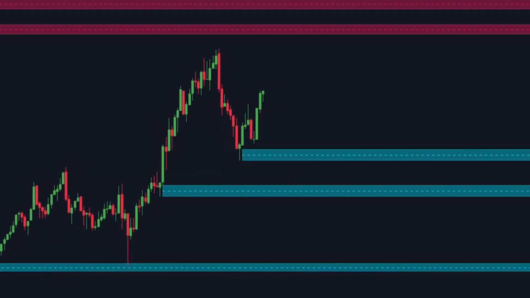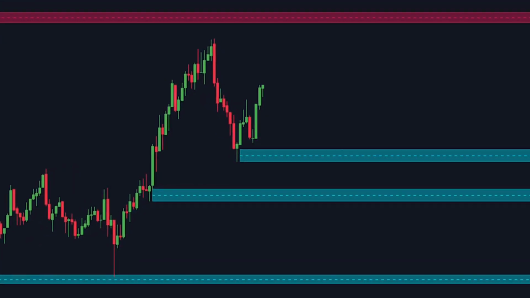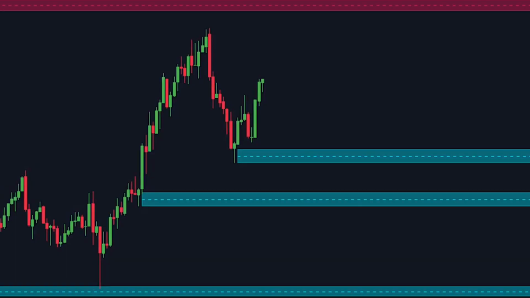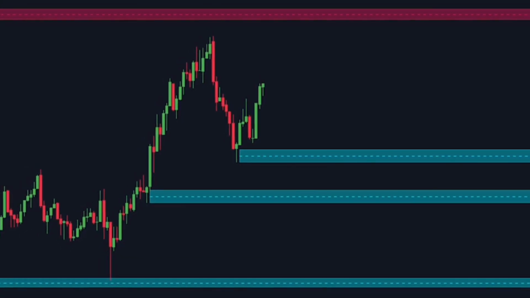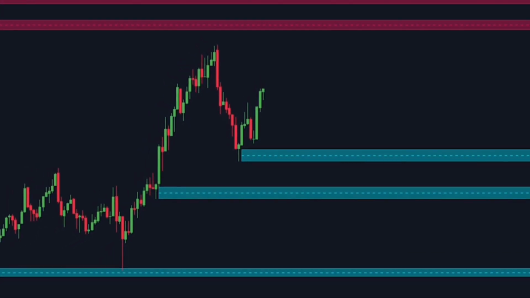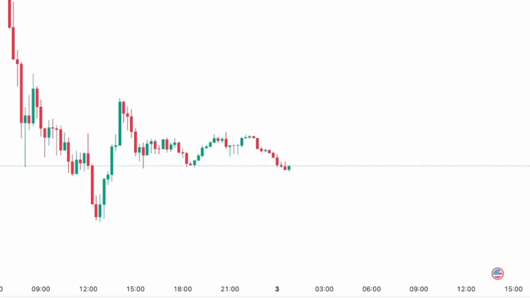To put it simply, this one indicator saves you a ton of charting time and gives you a huge edge by letting you see the full supply and demand picture across multiple timeframes in seconds. Let me show you how I'd actually trade with this.